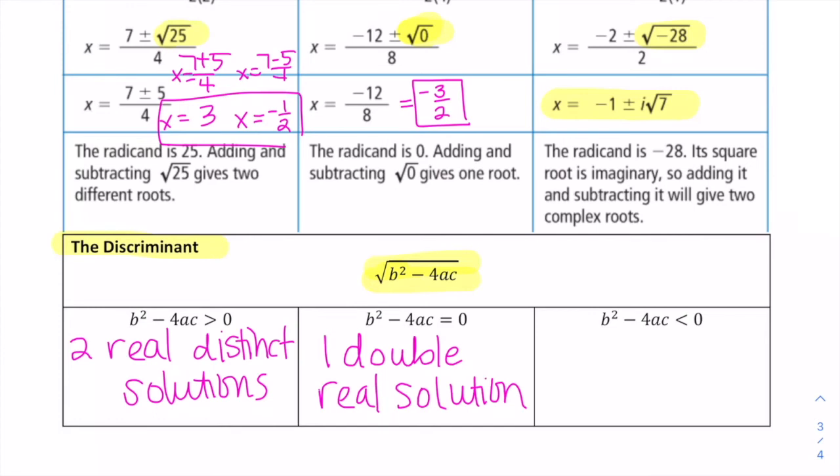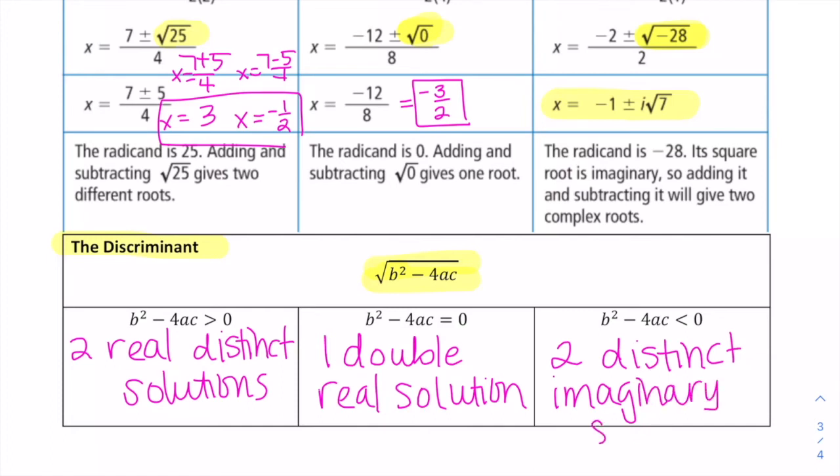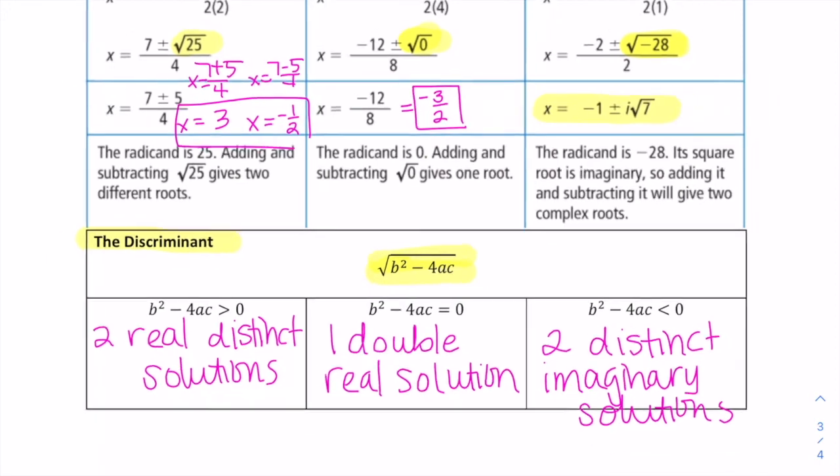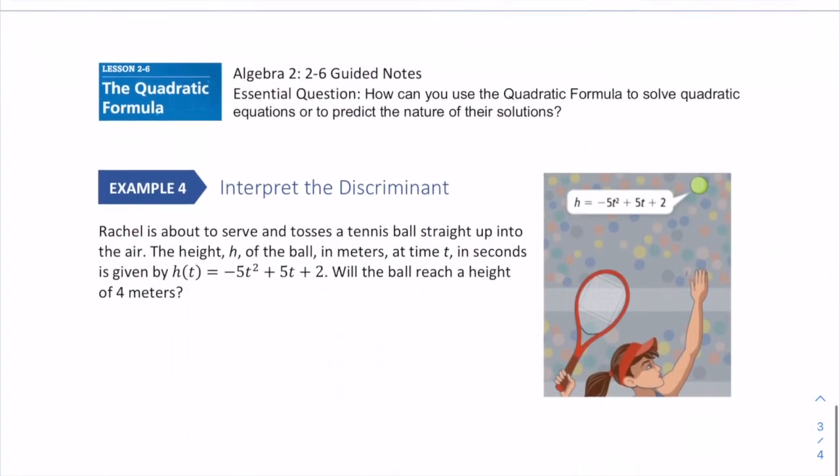And then if the discriminant is less than 0, is negative, and in this problem it was negative 28, well, that means we're going to have 2 distinct, 2 different imaginary solutions. It means that we can't have anything that really happens. It's never going to really touch the x-axis.